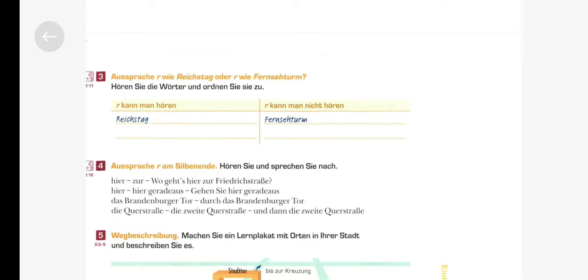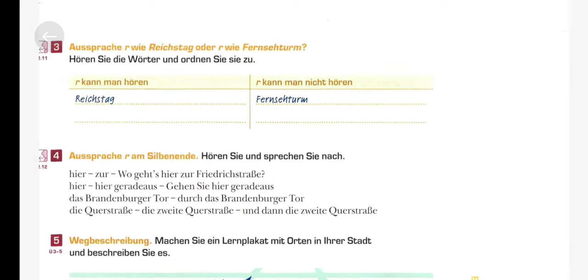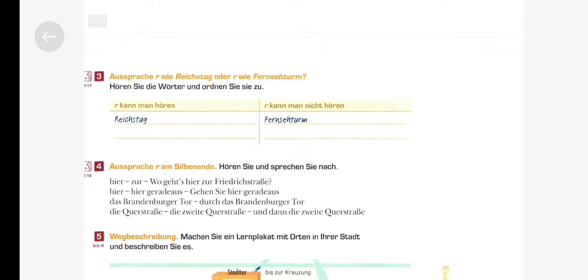Listen to it. And the next one also we will be doing together. Aussprache R am Silbenende. Hören Sie und sprechen Sie nach. In this, you just have to listen to the pronunciation of R and repeat the dialogues after them. So we'll be going to do two exercises together. In the first one, you have to note down the words with R, in which R is pronounced and in which R is silent. And next, you have to just listen to it and repeat it.